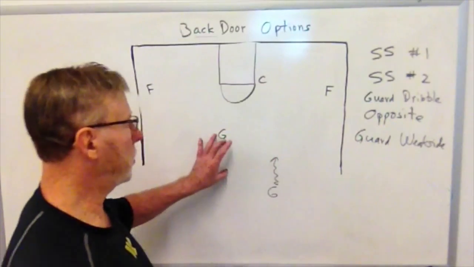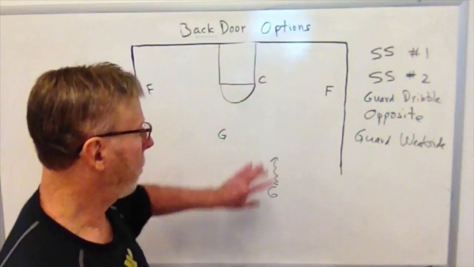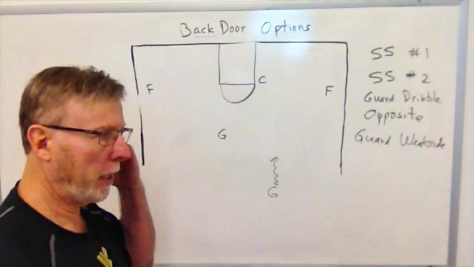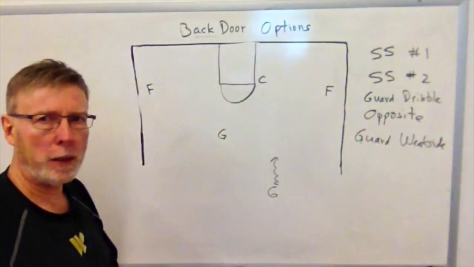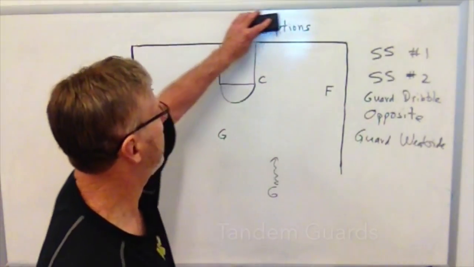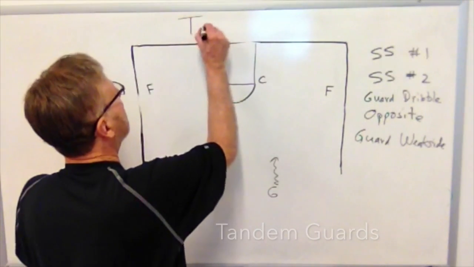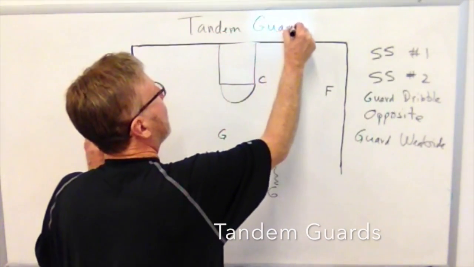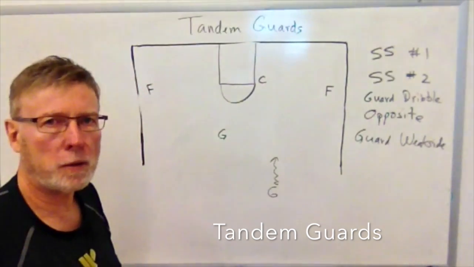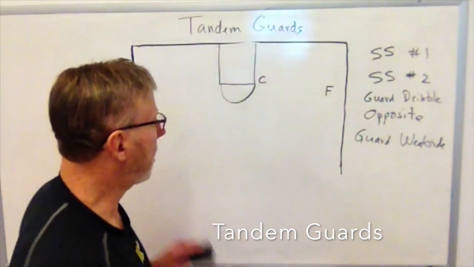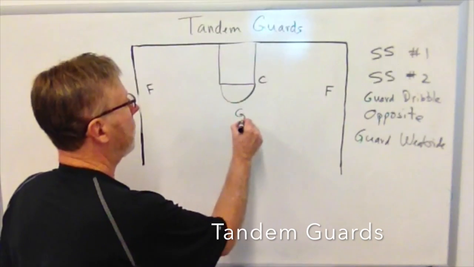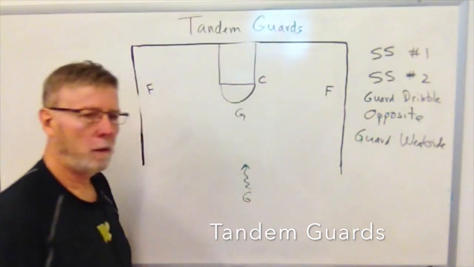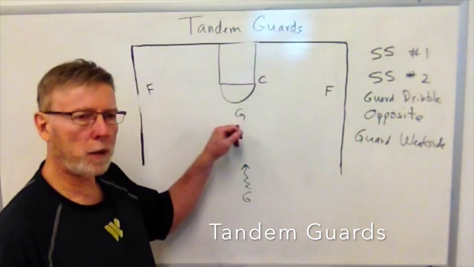But if we want to exchange roles here, where this guy still dribbles the ball down, but we want to have an exchange, we do what we call tandem guards. So now, instead of the guards coming down parallel, we have a lead guard ahead. Tandem just means one in front of the other.